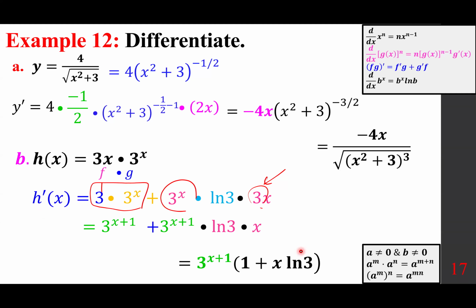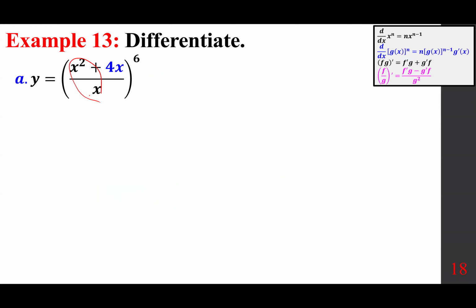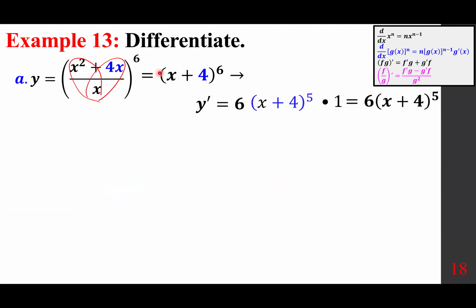Okay, before we use the extended power rule, we're going to ask ourselves, can I simplify? This gives me x, this gives me 4, and that makes life easier. 6x plus 4 to the power of 5. The derivative of the inside is 1. Rewrite it and you're done. What about part B?